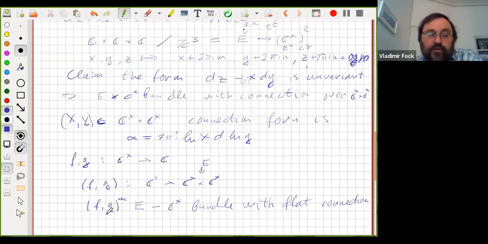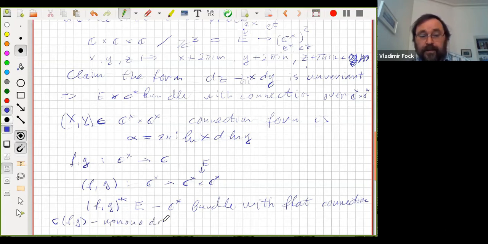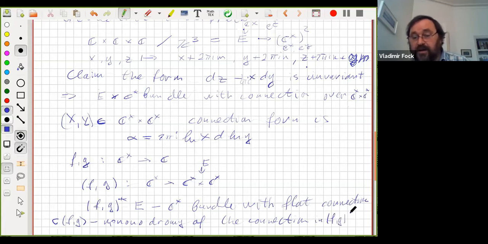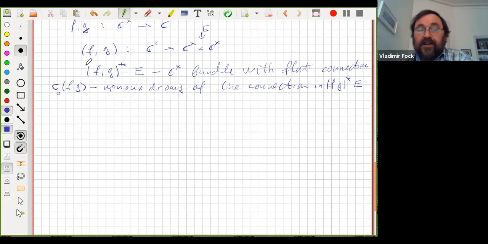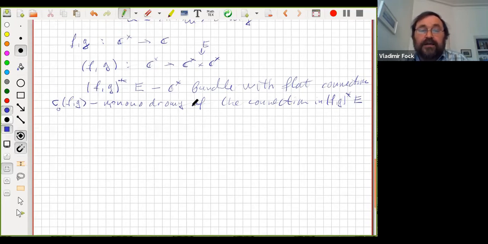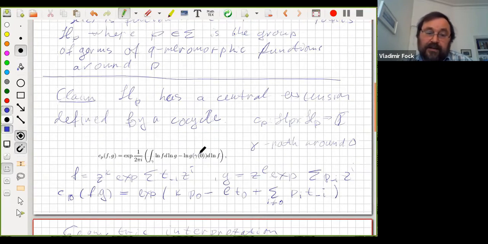Why is it flat? Just for dimensional reasons, because the connection form is a one form, and the curvature is a two form, and you have a holomorphic map to something of dimension one, where we can have no curvature at all. So therefore, by definition, C of fg is the monodromy of the connection in this line bundle, (fg) star of E, at 0, for example. So the formula which I wrote before is just this monodromy.